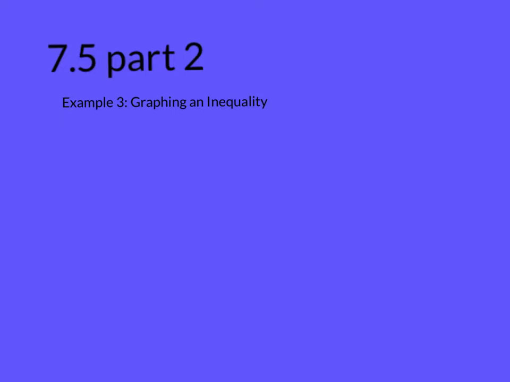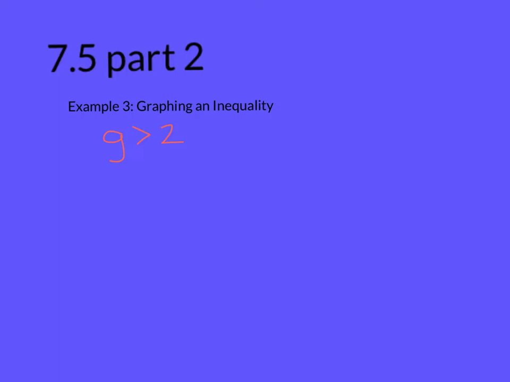Now, bear with my drawing on here. I'm going to do the best I can. But the directions just simply say graph. And they give us G is greater than 2. So now we have to graph this on a number line.